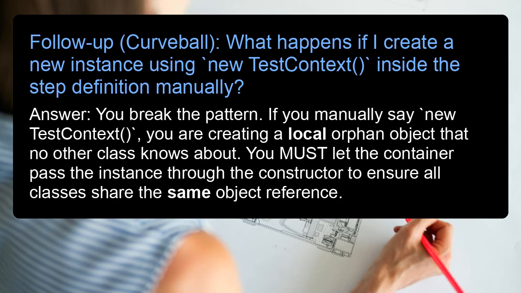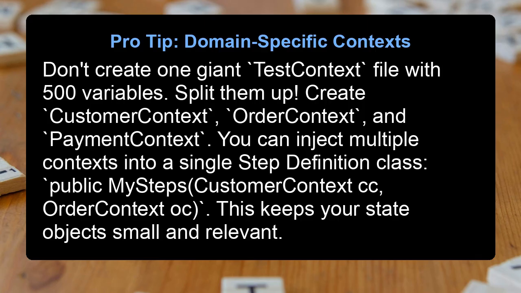Follow-up curveball. What happens if I create a new instance using new TestContext() inside the step definition manually? Answer: you break the pattern. If you manually say new TestContext(), you are creating a local orphan object that no other class knows about. You must let the container pass the instance through the constructor to ensure all classes share the same object reference.